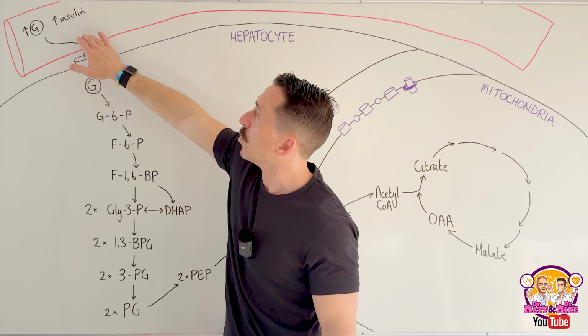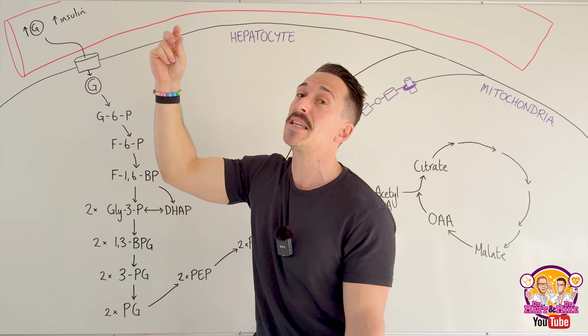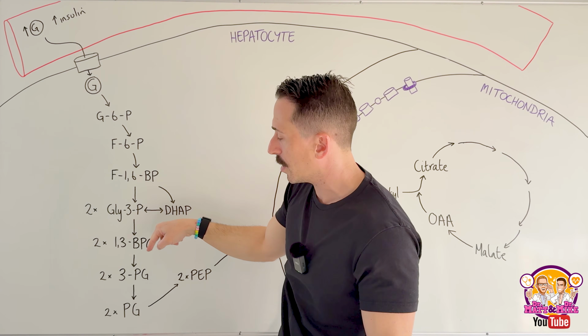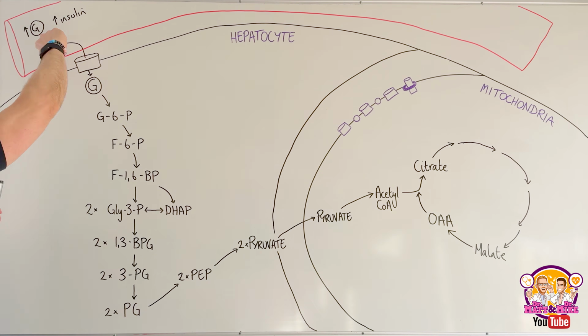Your question might be, then why do we need insulin? Well, in the liver, it's because insulin stimulates the enzymes of glycolysis and the Krebs cycle. But that's another video. So, glucose is high, it's entered the liver.